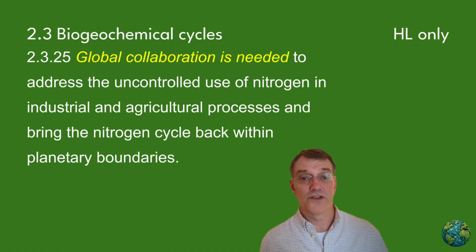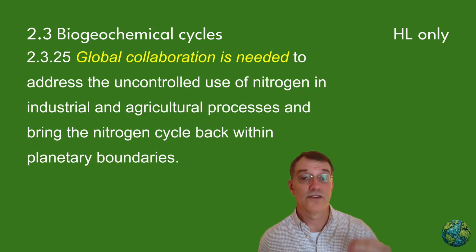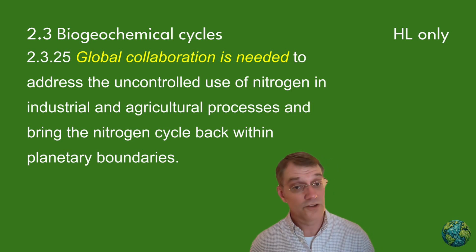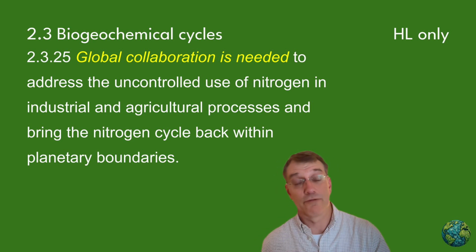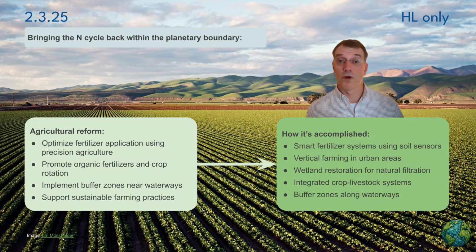Given these serious challenges, global collaboration has become essential to address the use of nitrogen in industry and agriculture. We need coordinated efforts to bring the nitrogen cycle back within planetary boundaries. Agricultural reform represents a key area for improvement. By implementing precision agricultural techniques, we can optimize fertilizer application and reduce excess nitrogen use. Promoting organic fertilizers and crop rotation helps restore natural nitrogen cycling. Planting or maintaining buffer zones along waterways can also prevent nitrogen runoff, while additional sustainable farming practices support long-term soil health.